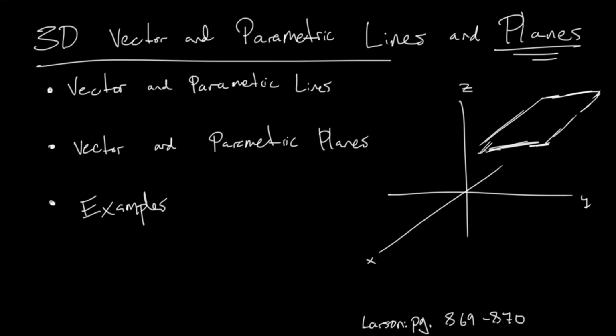Okay, hello everyone. In this video, we are going to look at 3D vector and parametric equations of lines and planes. We're going to look at the vector and parametric equations of a line, then the plane, and then we're actually going to get to something called the planar equation. And we're going to do some examples along the way. So break out that pencil and paper and work along with me.